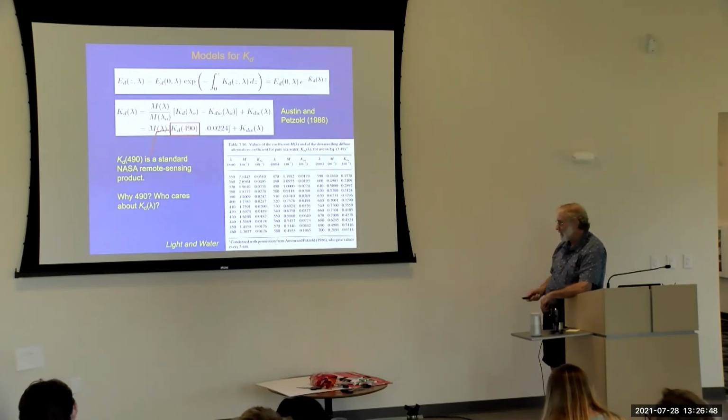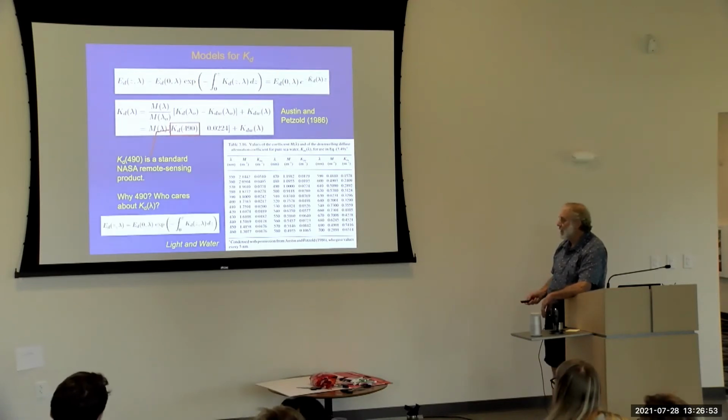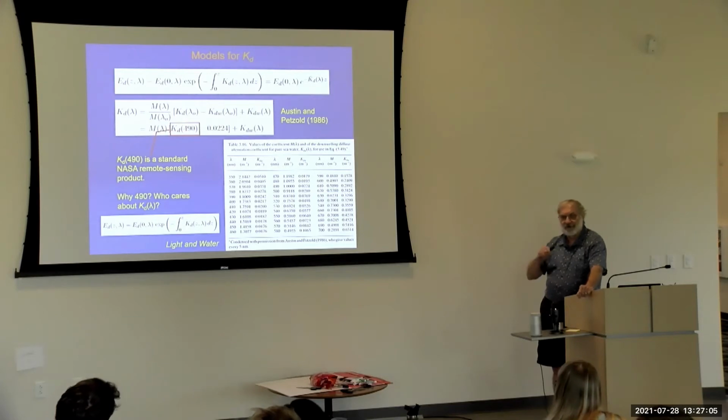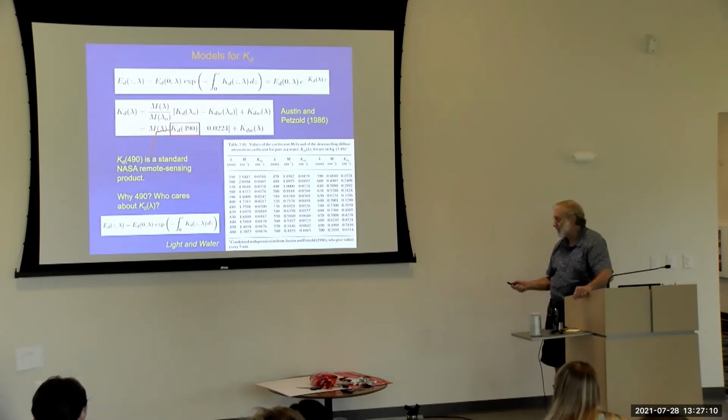Well, and then who cares about KD anyway? Why bother to measure it? Well, that's because if you know KD, you can predict the irradiance with depth. And as we'll see tomorrow, knowing the irradiance at depth is what runs all your ecosystem models where you grow phytoplankton and so forth.